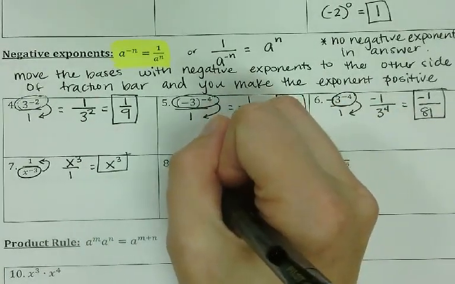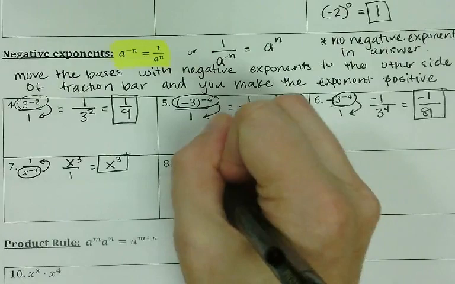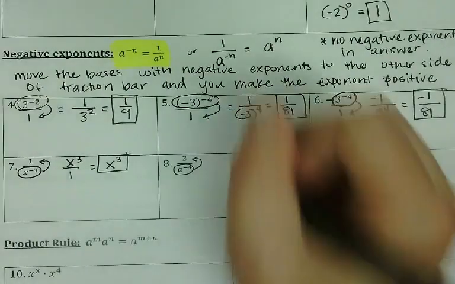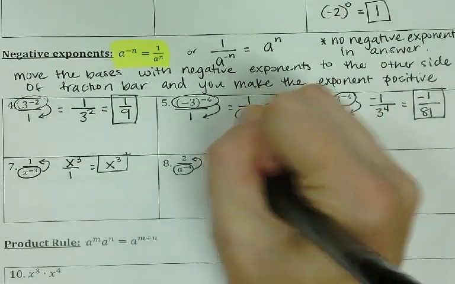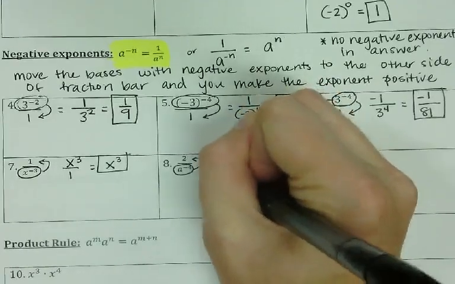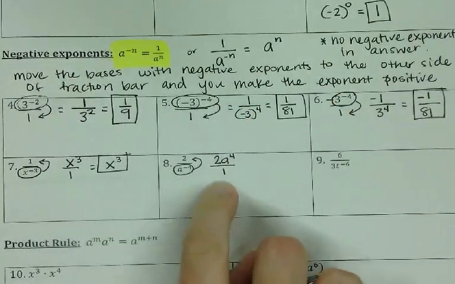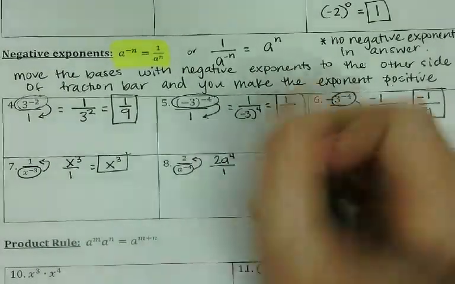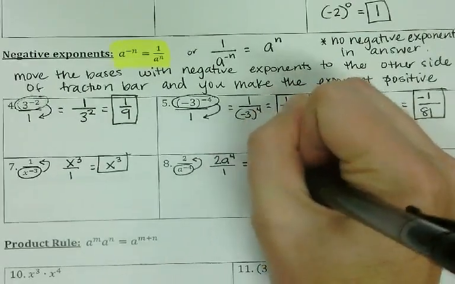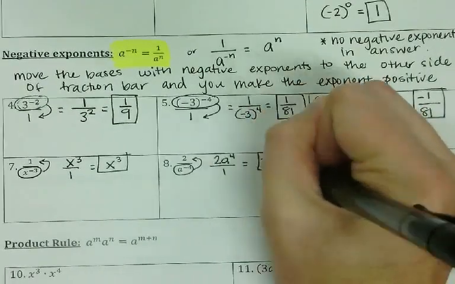Okay? Now, the same is true for number 8. You have a negative exponent. It's going to move up to the top. So that becomes 2a to the positive 4th. And nothing got left behind. So we're going to do a little 1 as a placeholder. But that's really just 2a to the 4th.